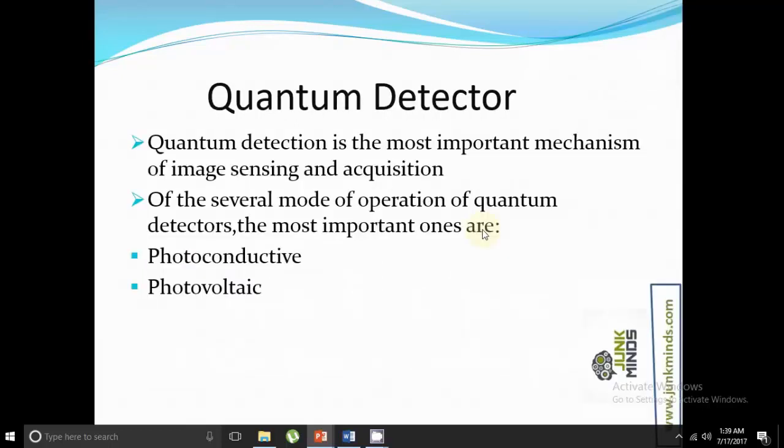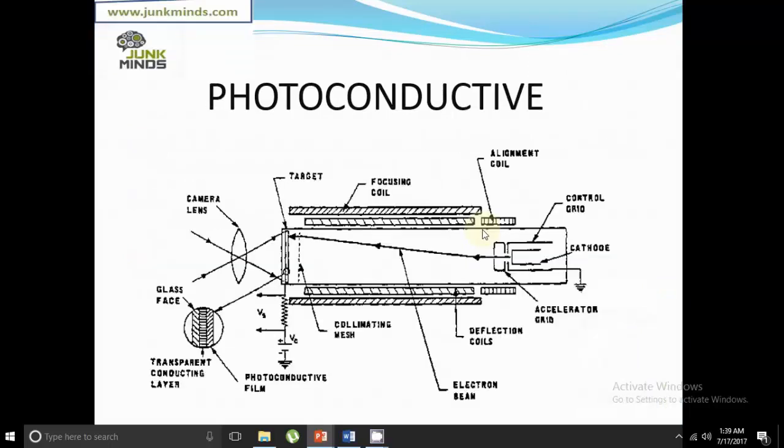Now, talking about the quantum detector. Quantum detection is the most important mechanism of image sensing and acquisition. Of the several modes of operation of quantum detectors, the most important ones are two. We are going to learn about photoconductive and photovoltaic. So this is how a photoconductive detector looks.